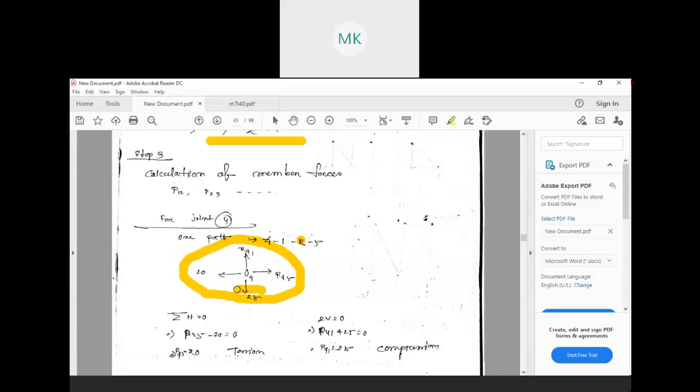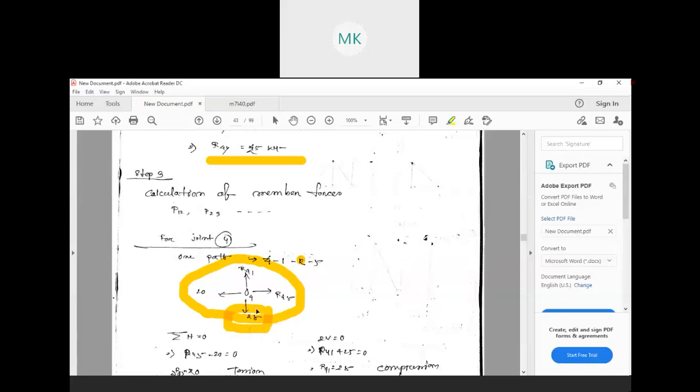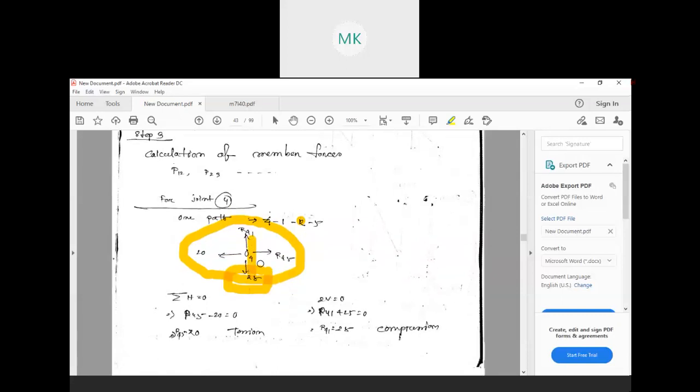This is the value we have already found out. That's why we directly put that value R4y. This 25 is already given. And consider the direction as per your convenience. If the above side it is outside, below you also consider that direction. Same way this direction.